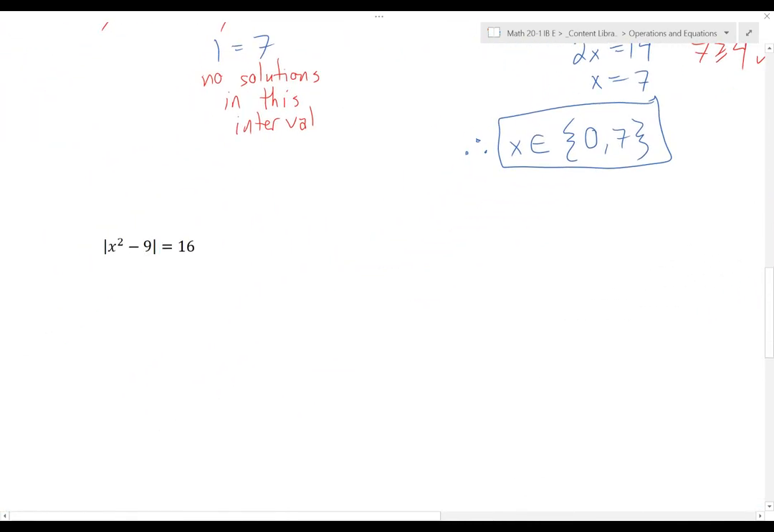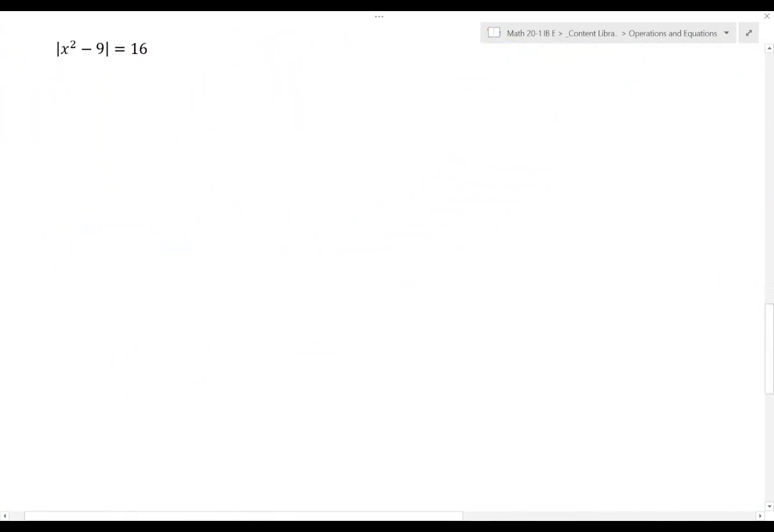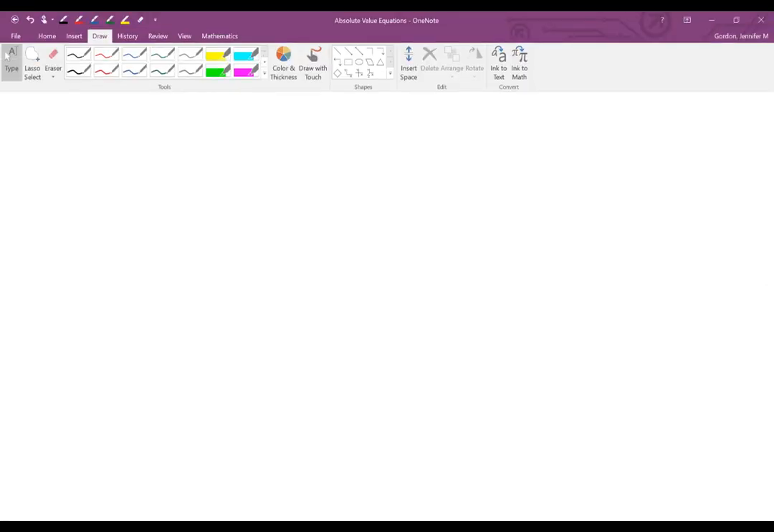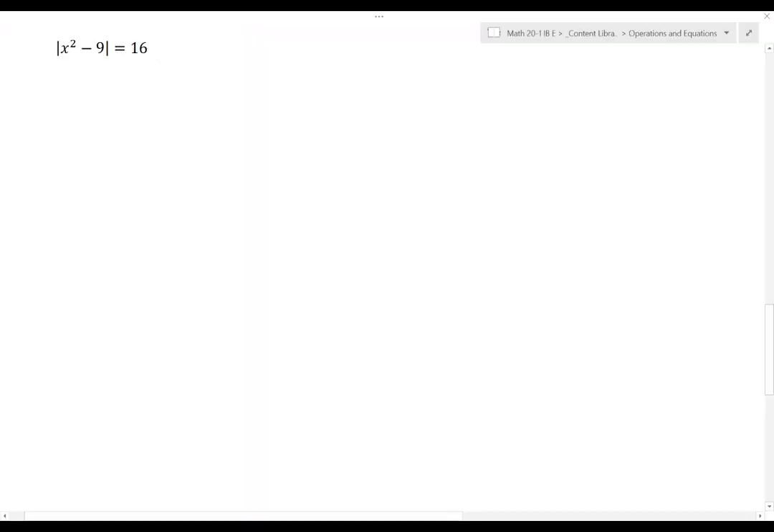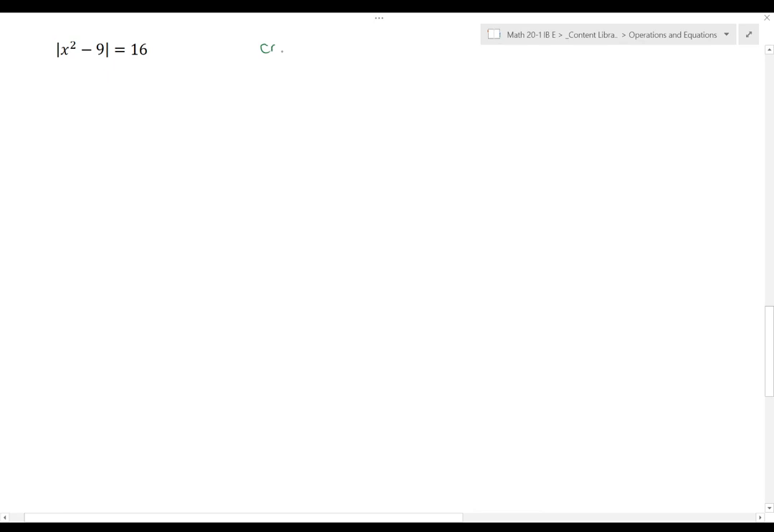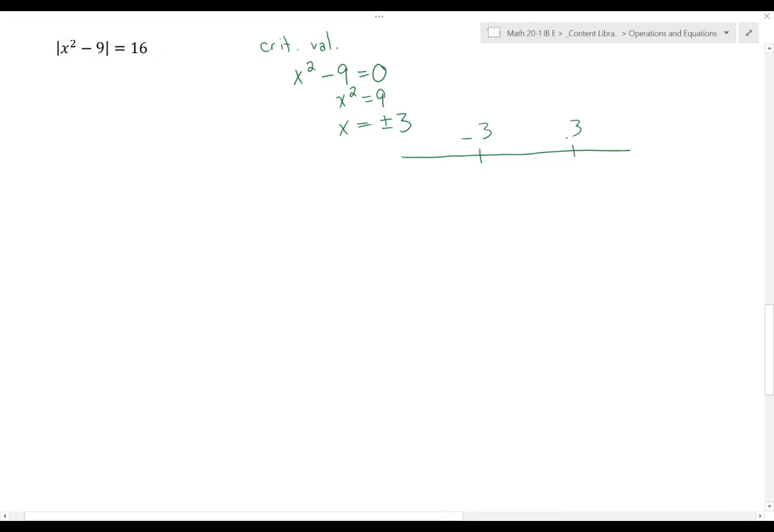Let's look at an absolute value where we don't have a linear. It doesn't change our overall concepts. We are looking for critical values, and we do that by figuring out where the expression inside the absolute value is equal to 0. So in this case, that'll be where x squared equals 9, or where x equals positive or negative 3. So even though I only have one absolute value here, I do still have two critical values, which divides my number line into three regions.